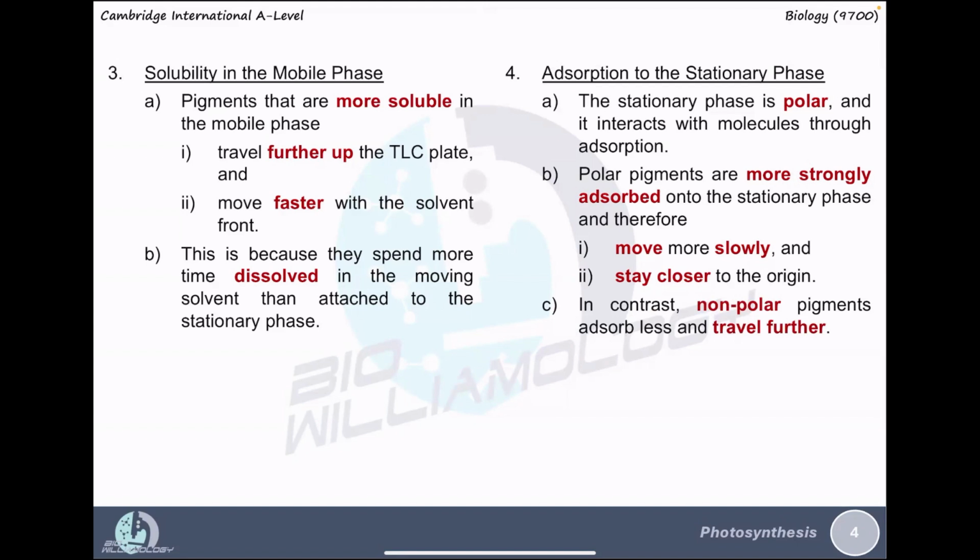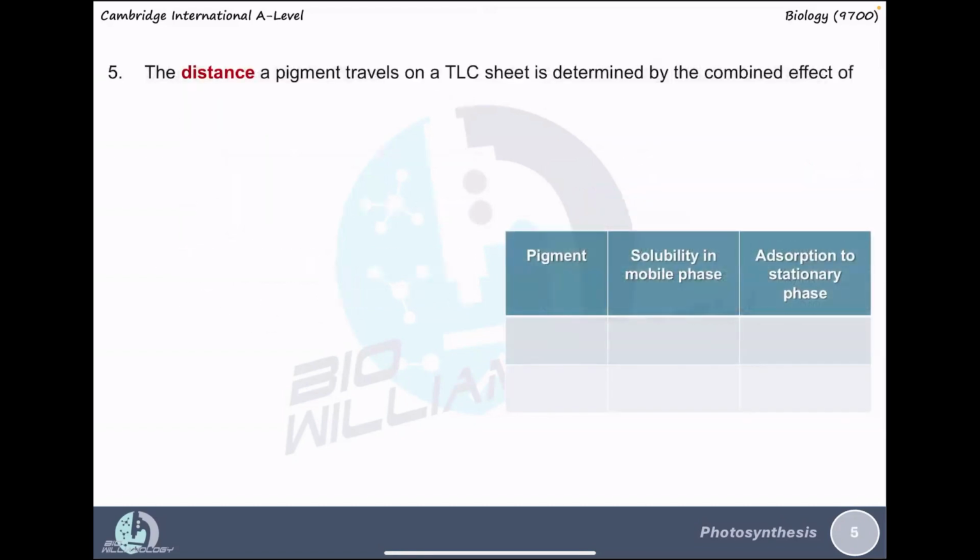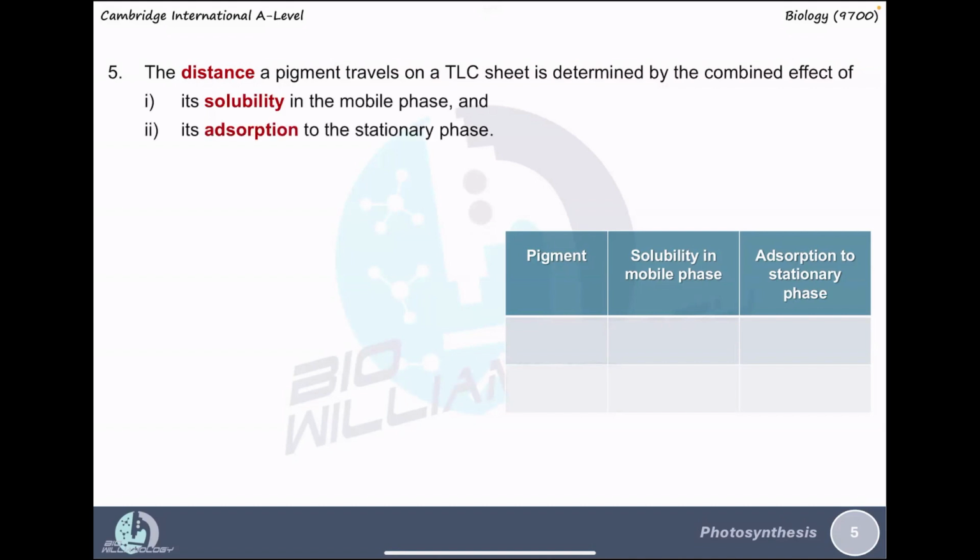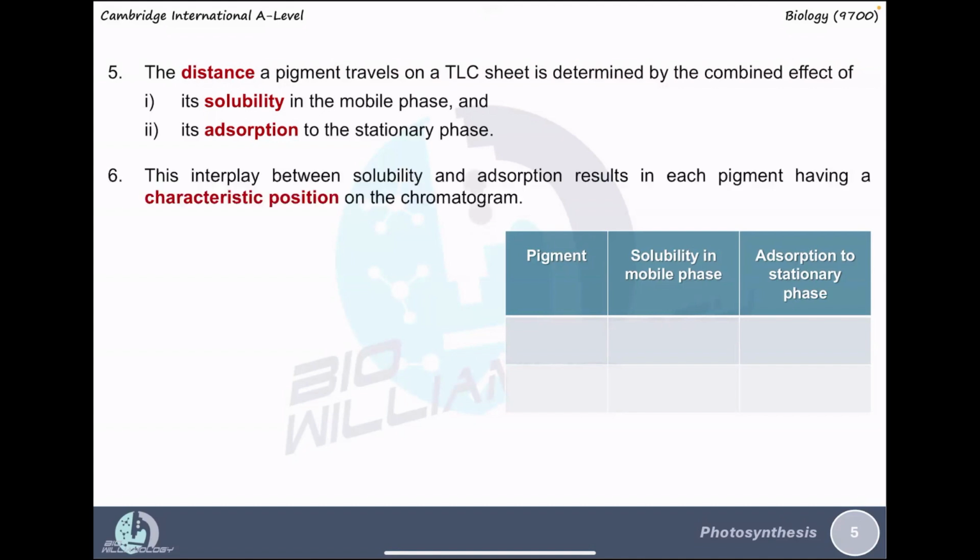In contrast, non-polar pigments are adsorbed less, and travel further. The distance a pigment travels on the TLC strip is determined by the combined effect of solubility in the mobile phase, meaning the solvent that carries the pigment, as well as adsorption to the stationary phase, the silica gel. This interplay between solubility and adsorption results in each pigment having a characteristic position on the chromatogram.